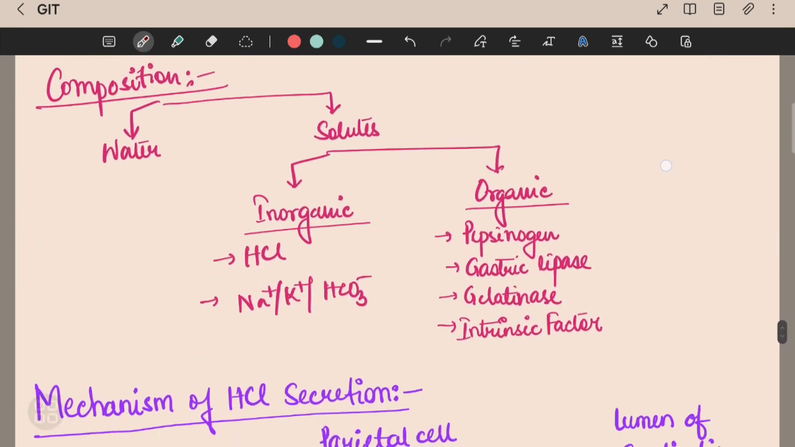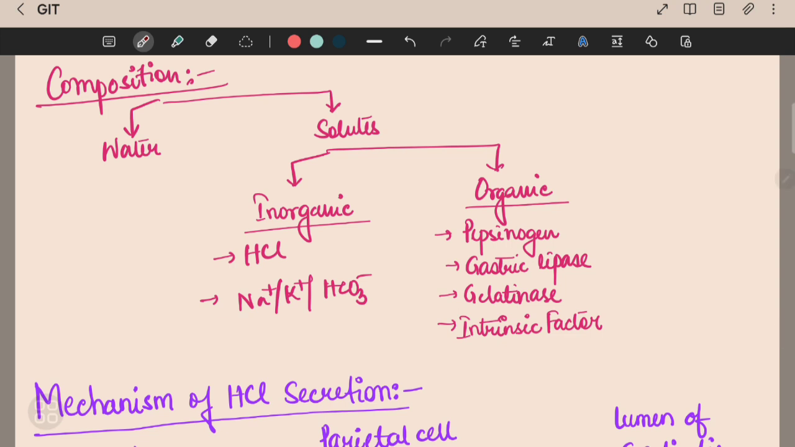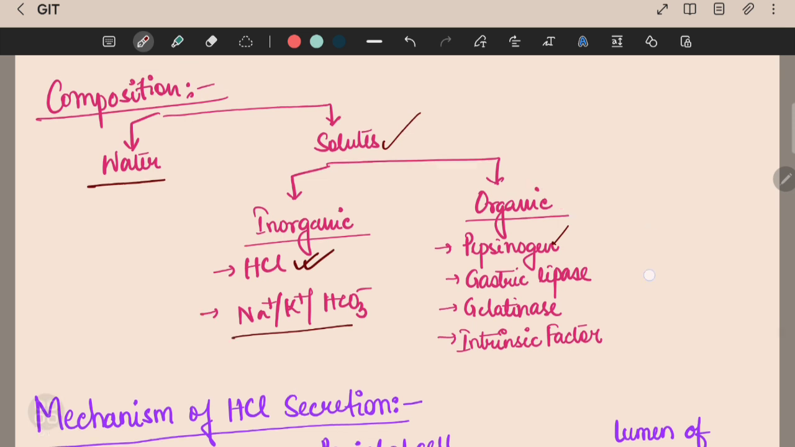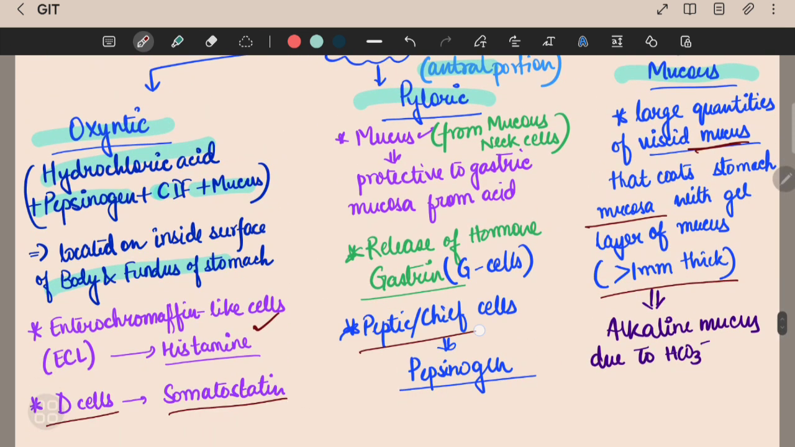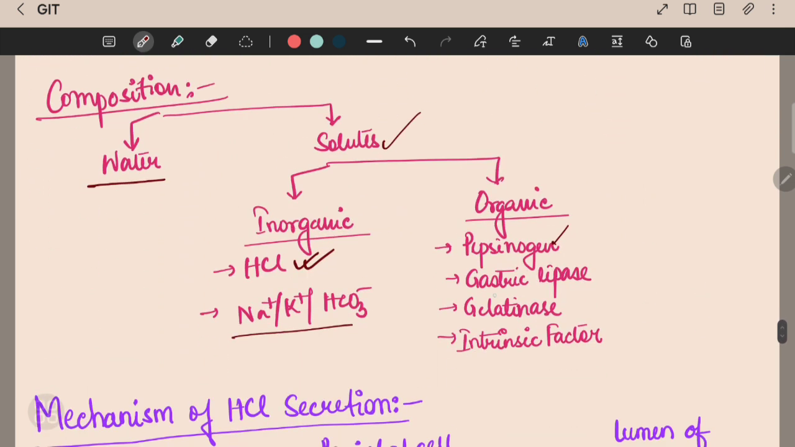Now coming to the composition, the stomach juice, or any secretion in the body, mainly has water in a higher percentage, and there are also additional solutes present. Under inorganic portions, we know that HCl is most important, and other than that, ions like sodium, potassium, and bicarbonate are present. Under organic solutes, there is the inactivated enzyme pepsinogen that is released from the peptic cells. The peptic cells are producing the pepsinogen. Then we have gastric lipase.